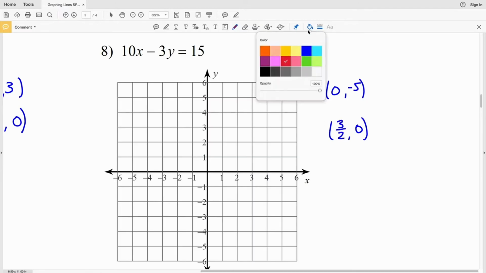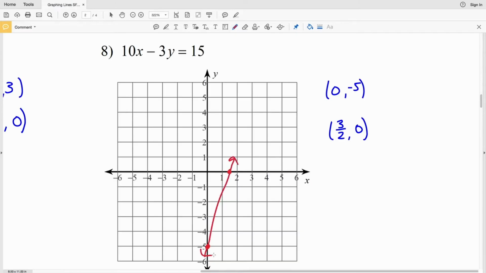Now we can go ahead and graph those 2 points. 0, negative 5 is the y-intercept, and 3 halves, 0 is the x-intercept. Connecting those 2 points will give you the graph in number 8.